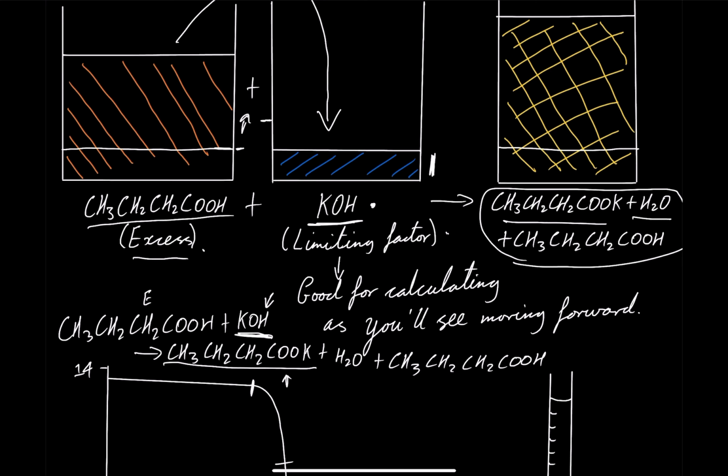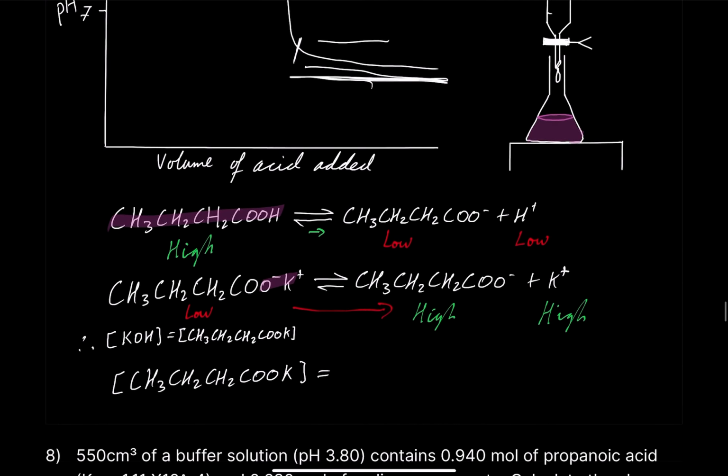Therefore, we can assume that the concentration of potassium hydroxide is the same as the concentration of our salt. But we also know that salts fully dissociate in solution. Therefore, we can assume that the concentration of our salt is the same as the concentration of our A minus. In this case, our A minus is our butanoate ion, CH3CH2CH2COO minus.